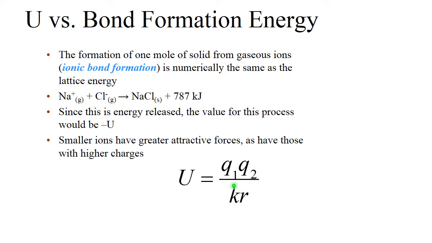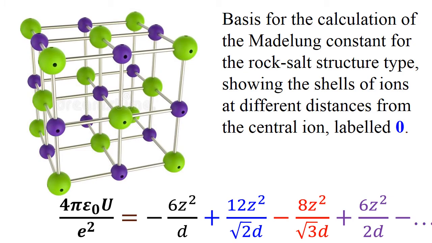This constant actually is different from the constant in the real Coulomb law. Why? Because we do not have just two particles, sodium and chlorine. We have a lattice, so we have an almost infinite number of particles, and we need to add all these. The constant that we should put is named after the physicist Madelung, the Madelung constant.